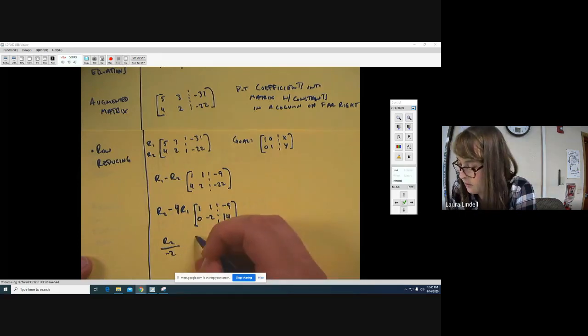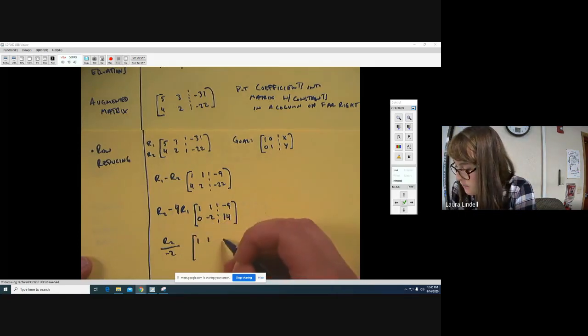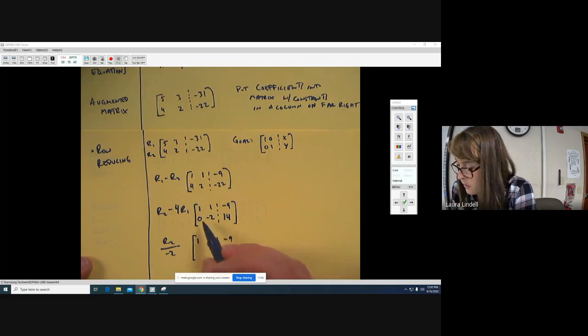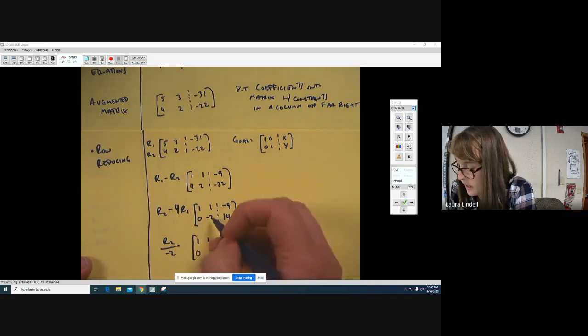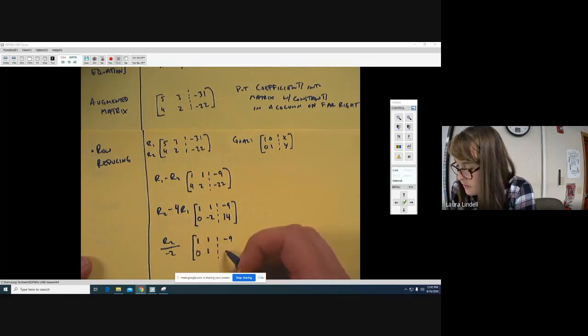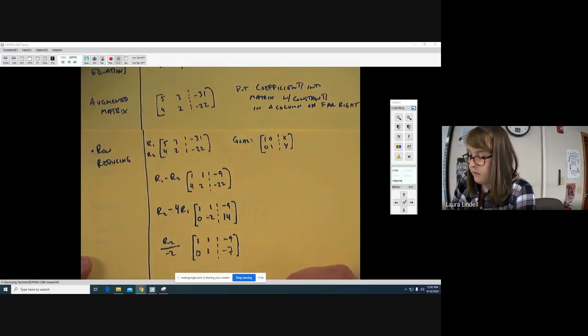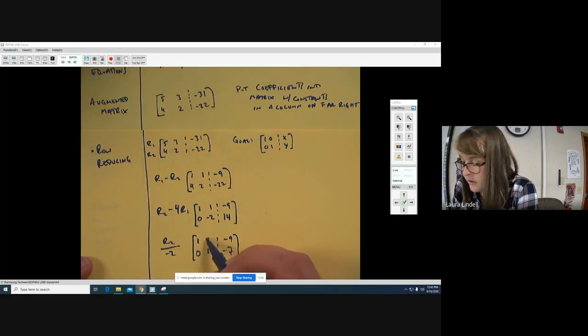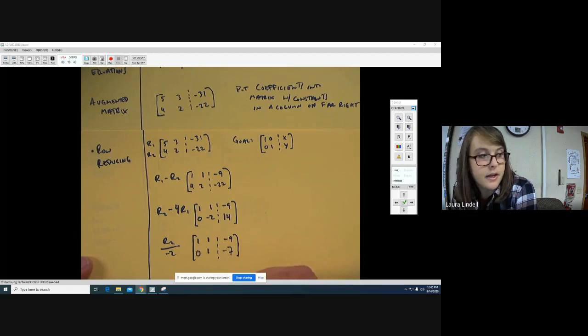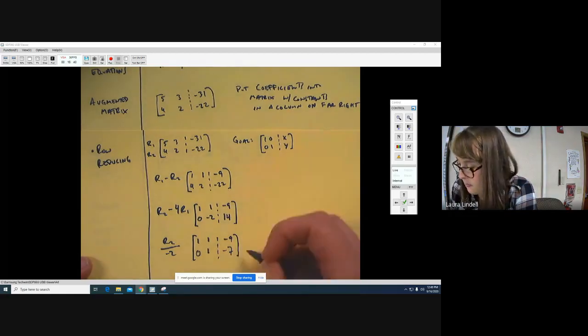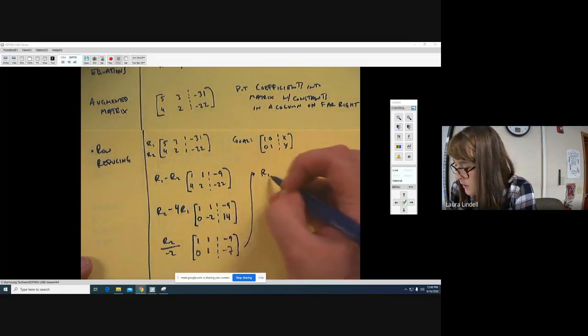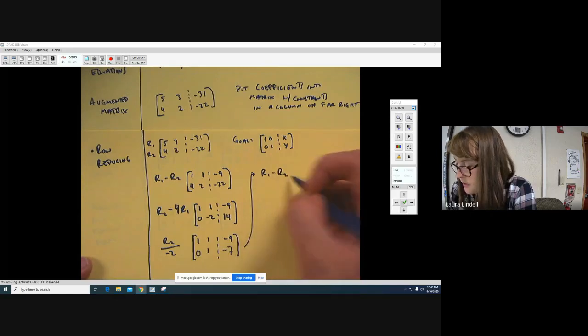So I'm going to take the entire row, the top row staying the same, but the bottom row, 0 divided by -2 is 0. -2 divided by -2 is 1. 14 divided by -2 is -7. All right, we're really close. Now all we have to do is make this into a 0. And to do that, I can just take row 1 minus row 2.